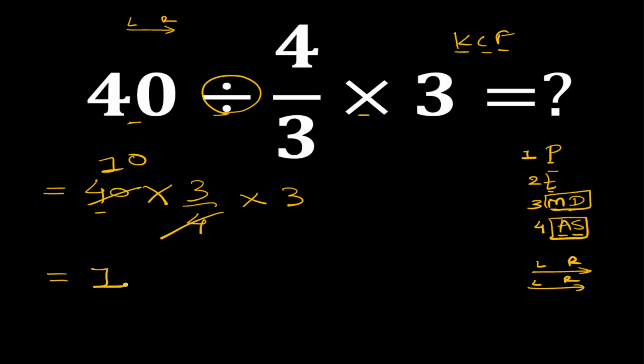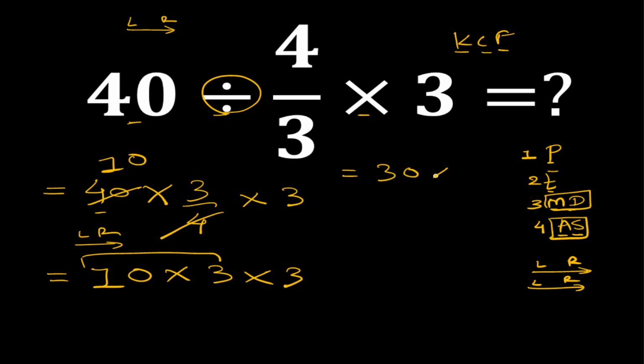So now 10 times 3 times 3. Both are multiplication and have equal priority, so we have to solve it from left to right. So 10 times 3 is equal to 30, times 3. Now 30 times 3 is equal to 90. Okay, so the correct answer is 90.